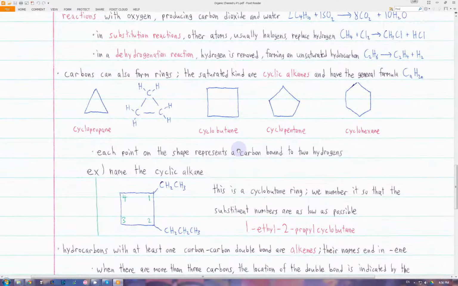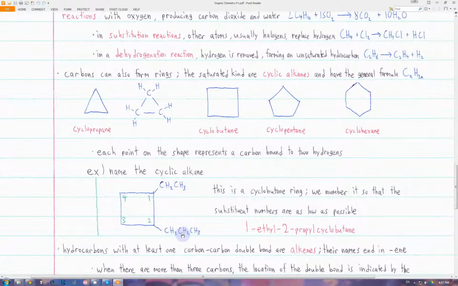And so when we are naming these cyclic alkanes, we do it the same way we name normal alkanes. We just give each carbon a number, and then we want to give the substituent groups the lowest number possible. So here we have a square, which means there are 4 carbons, which means it's a cyclobutane ring. And then we have 2 substituent groups. Over here we have an ethyl group, and here we have a propyl group.